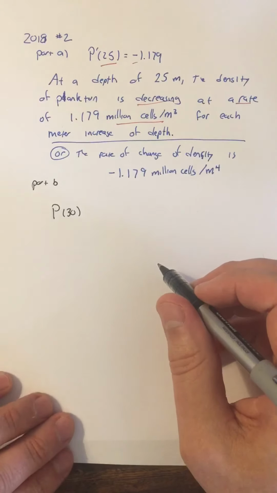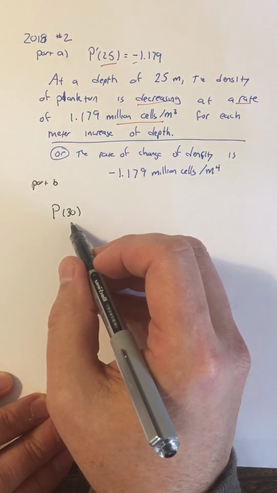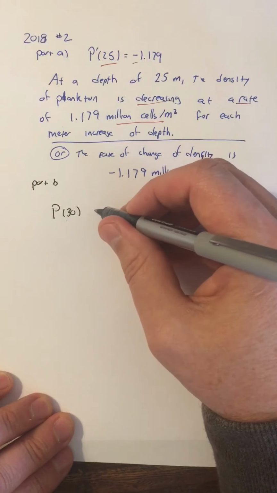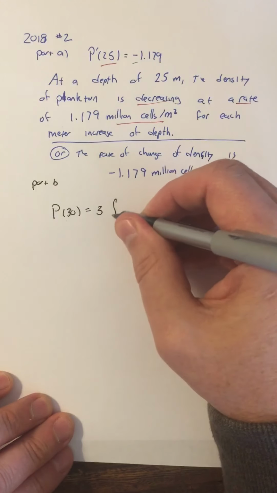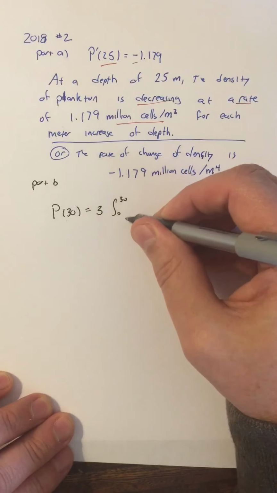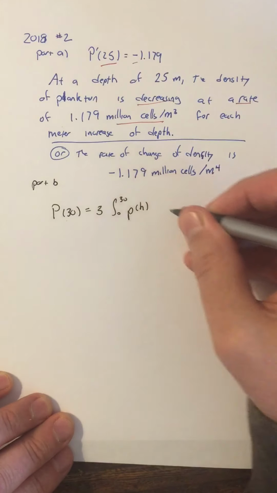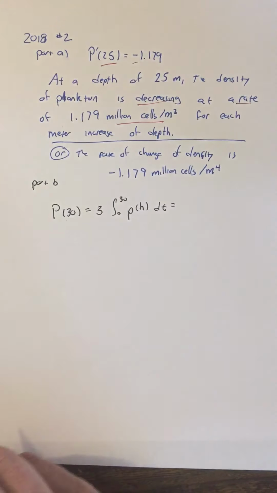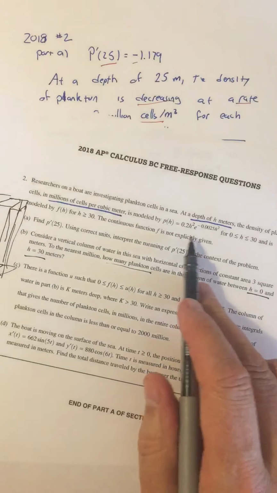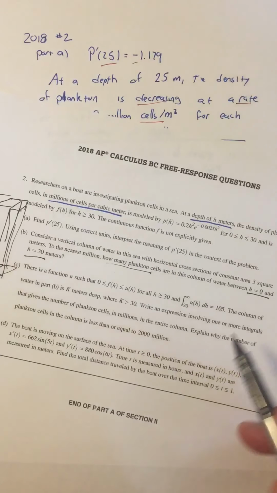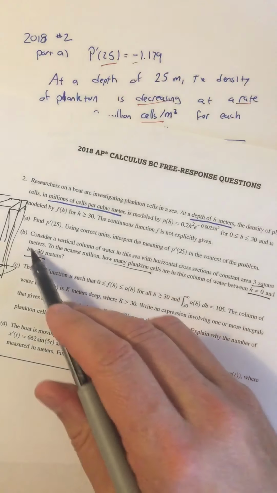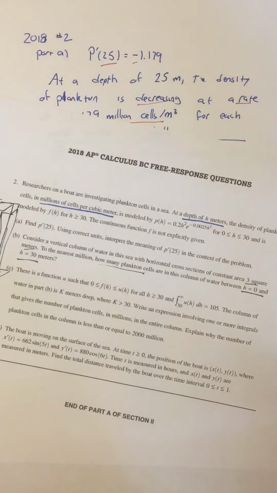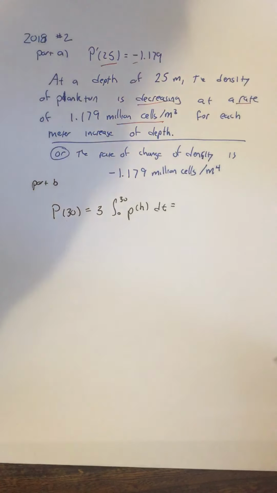So the capital P will stand for the number of plankton at a depth of 30 meters. It's going to be equal to 3 times the integral from 0 to 30 of our function small p of h, which gives the density. So I just take this function, integrate it, and multiply by 3, and that multiplying by 3 is going to account for the 3 square meters, and the integral from 0 to 30 is going to tell me how many plankton with that particular density that they gave me.